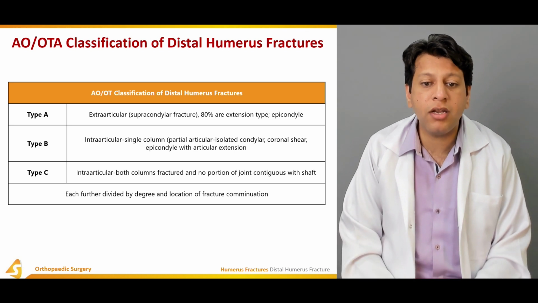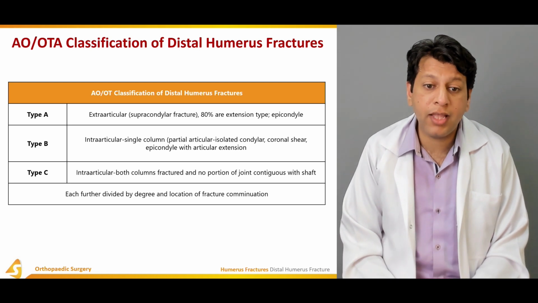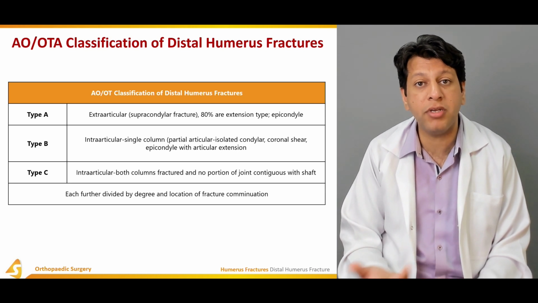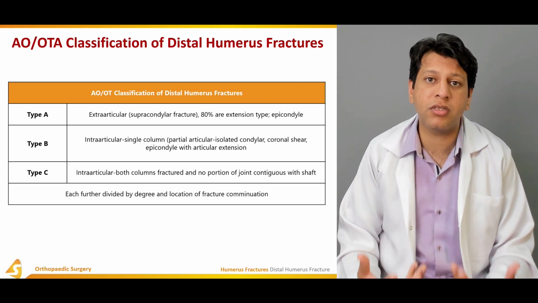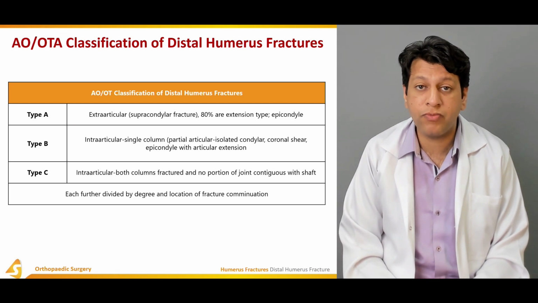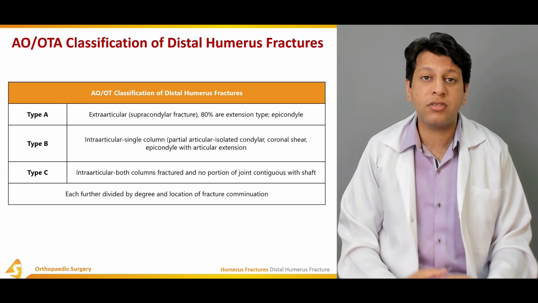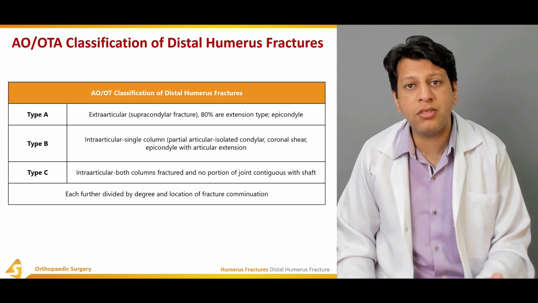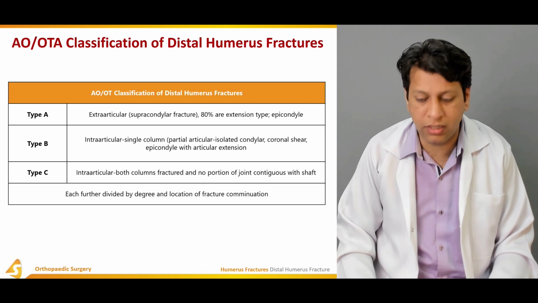Similarly, type B means intra-articular single column. Either it's the medial column or the lateral column. In that case, it becomes 13B1, which is only involving the lateral column, 13B2 involving the medial column, and if it's involving a combination as well, it becomes 13B3. Now, type C is a kind of intra-articular fracture, where both columns are involved with a comminuted fracture as well. And once intra-articular involvement is there, it automatically becomes 13C, further divided into C1, C2, and C3. The greater the comminution, eventually it will become 13C3.